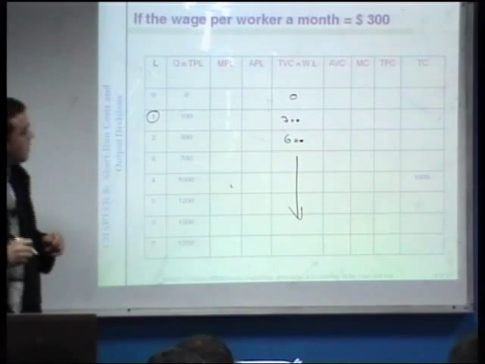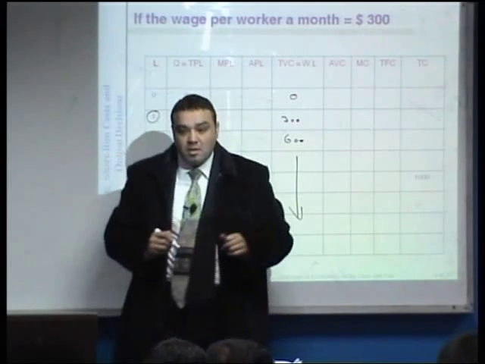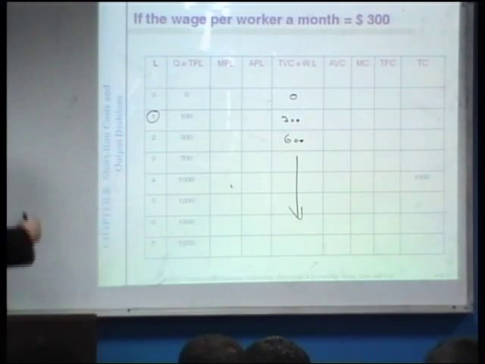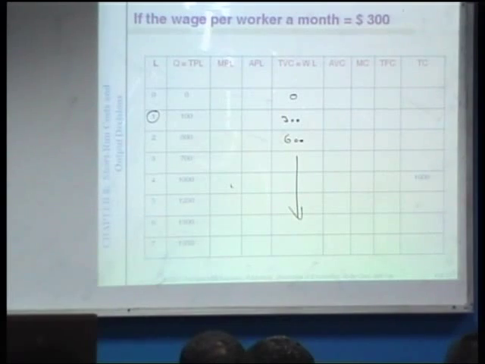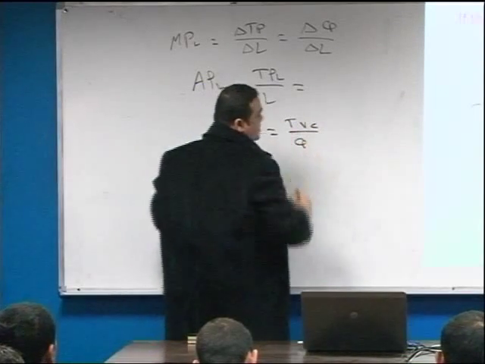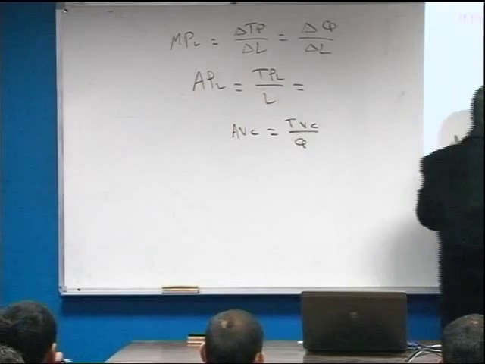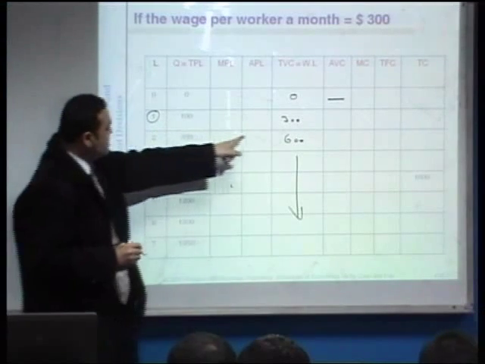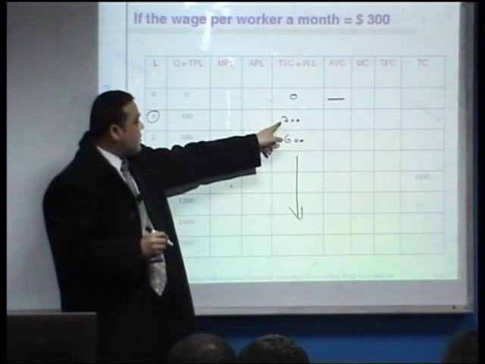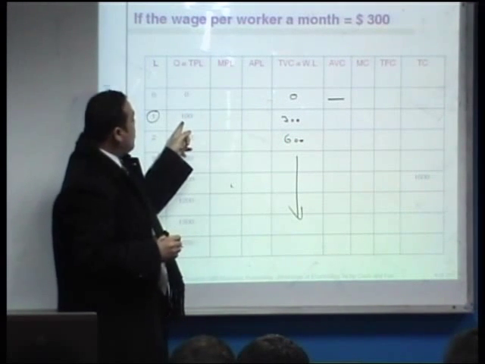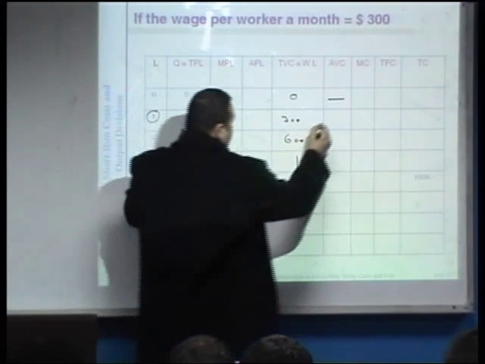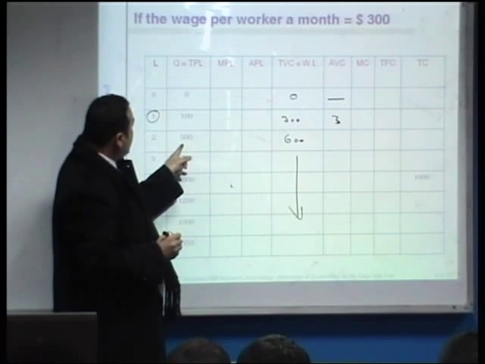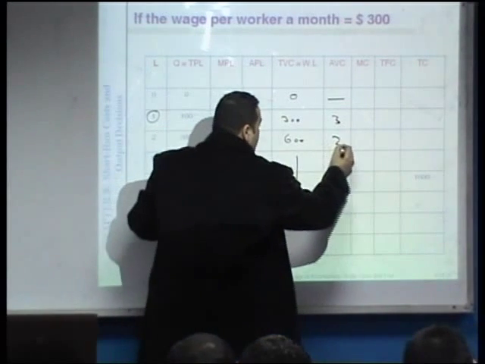Right? What about AVC? AVC equals TVC over Q. So in this case, for the first case, 300 over 100, 3. Then 600 over 300, 2. And so on.